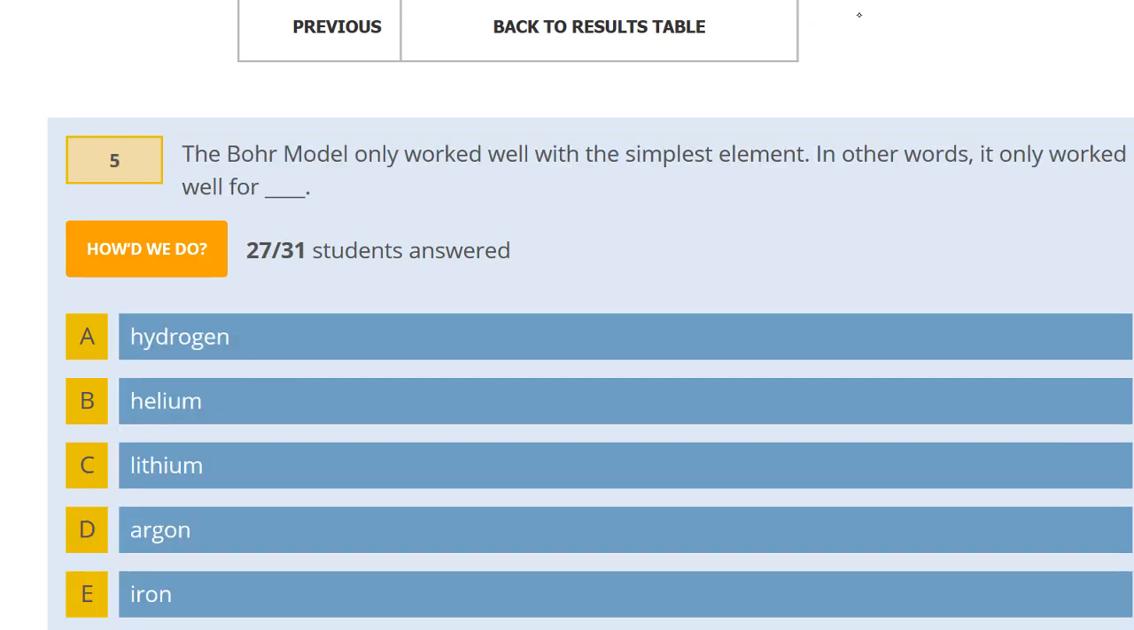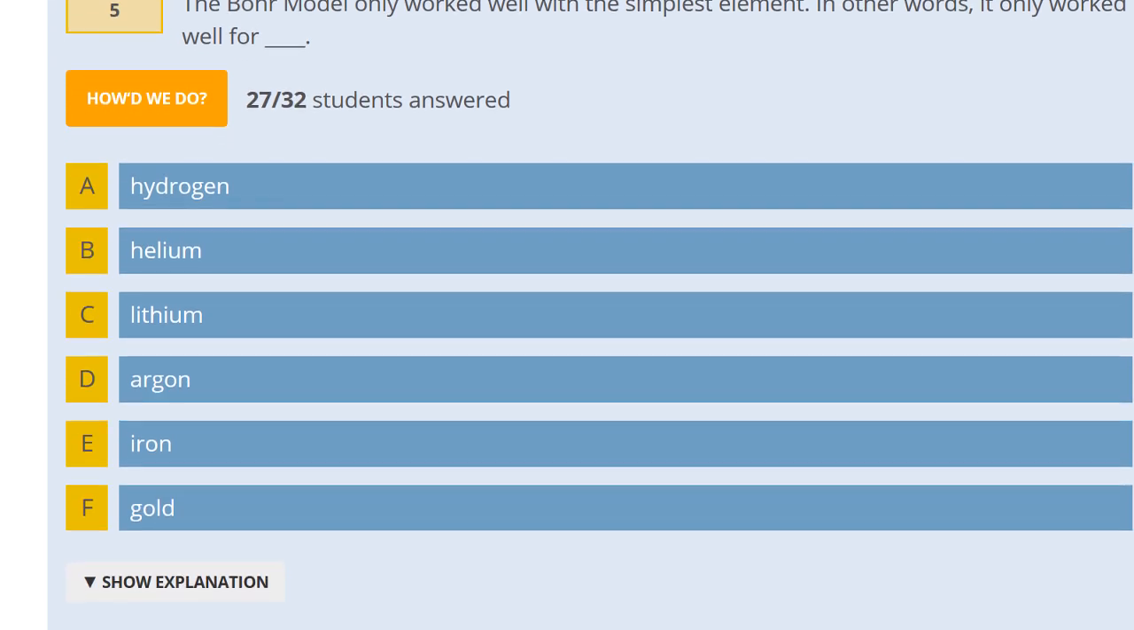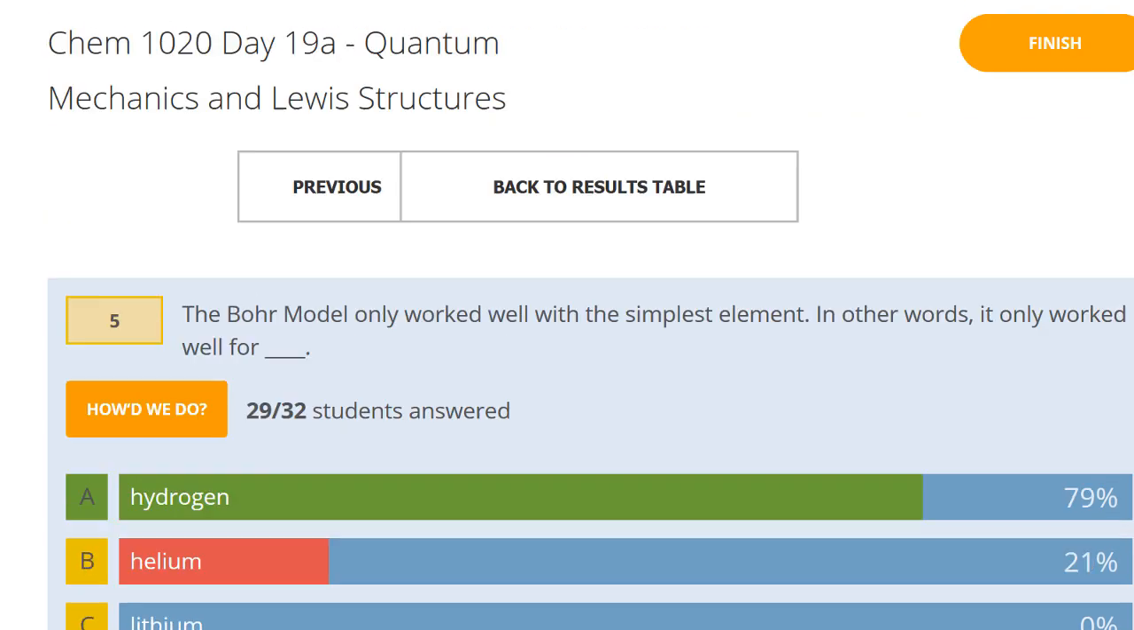And then finally, the Bohr model only worked well with the simplest element. In other words, it only worked well for hydrogen. And why is hydrogen the simplest element? One electron, exactly. It's right up here in the periodic table. It is the simplest of all the elements. So it only worked well for that. Now, I don't believe we mentioned that, but that's one that certainly you should have been able to figure out from stuff we've covered earlier this semester.